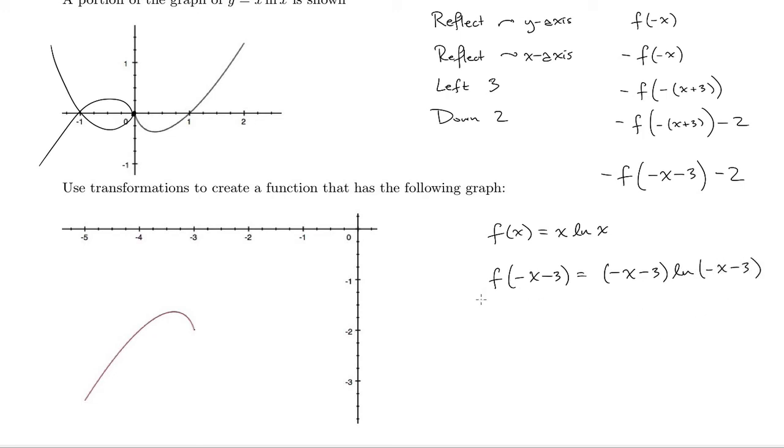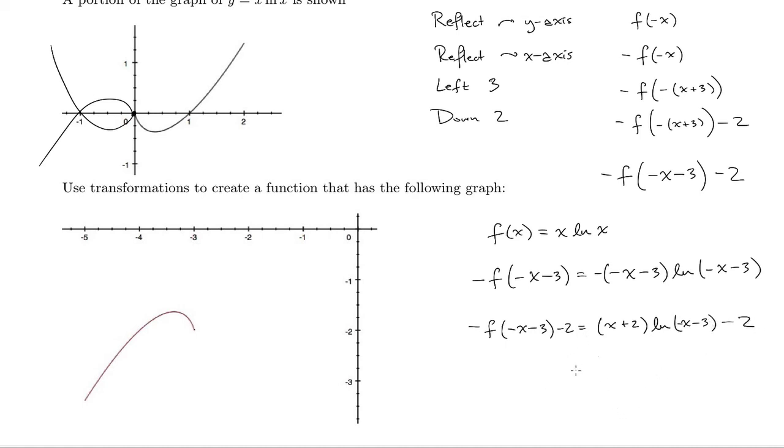Okay. Then we can put a negative in front of it. And then we need to subtract 2. So negative f of negative x minus 3 minus 2 is this thing minus 2. So I'm going to take that negative and put it in there. That's x plus 2 times the natural log of negative x minus 3, and then minus 2.